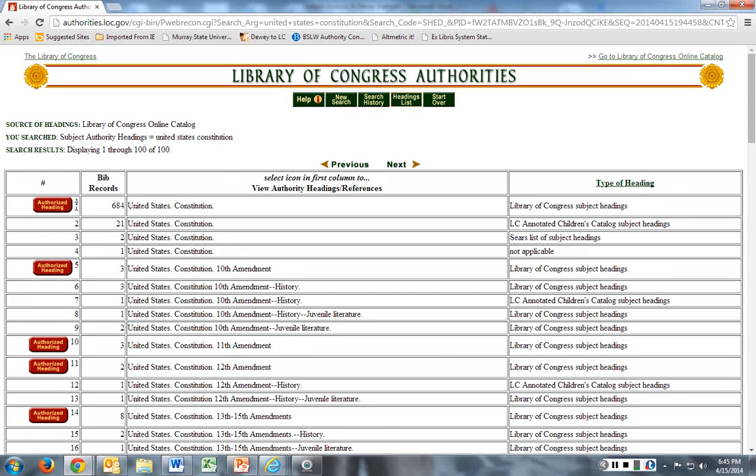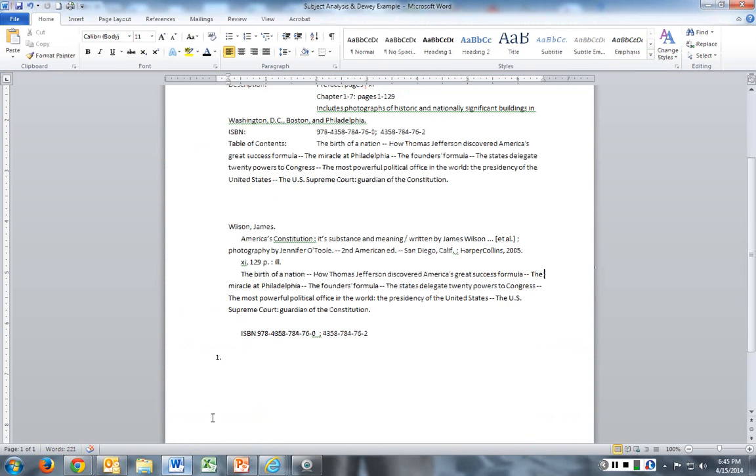It's got an authorized heading button next to it, but this is a Library of Congress subject heading. I'm looking for the LC annotated, and there it is, LC annotated children's catalog subject heading. It's not going to have a button because the children's headings don't. What I'm looking for is the type of heading, LC annotated children's catalog subject heading, and it is United States Constitution. So I'm going to add that as my first, and let me take a look at that.